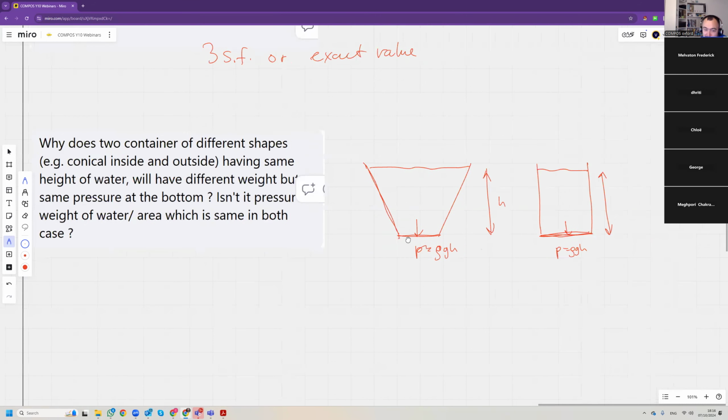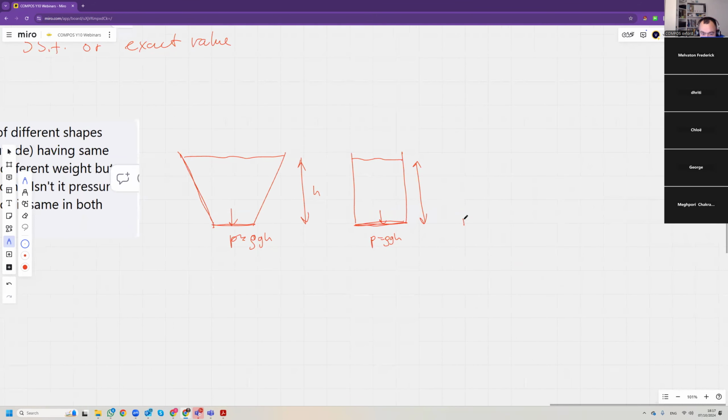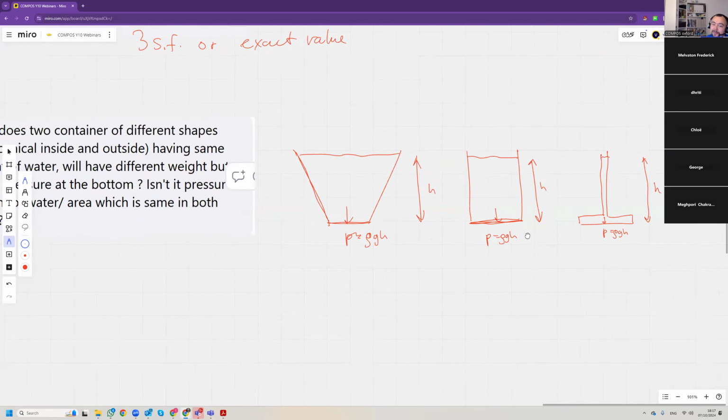And you can also do an extreme case. You could say you have a container that looks like this and a narrow tube like this. So this is filled with liquid. So the pressure on the bottom is also rho g h. And so it's exactly the same, even though this water has a very small mass. But as long as the height of the water is the same, the pressure on the bottom is the same.